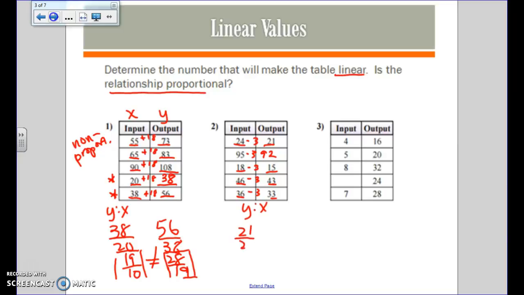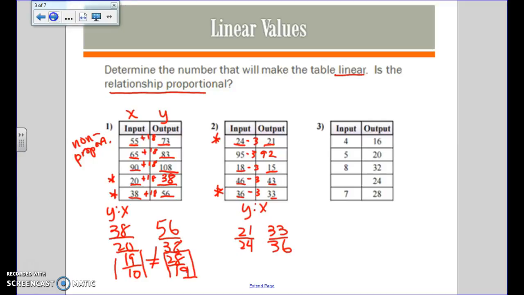21 over 24, that one won't be too bad to reduce. And let's do 33 over 36. And we're just going to start with 2 because right away if one of them doesn't match, I'm going to know for sure that it is not proportional. So let's see here. We're going to find out if these are equal. Let's put them in both reduced form.